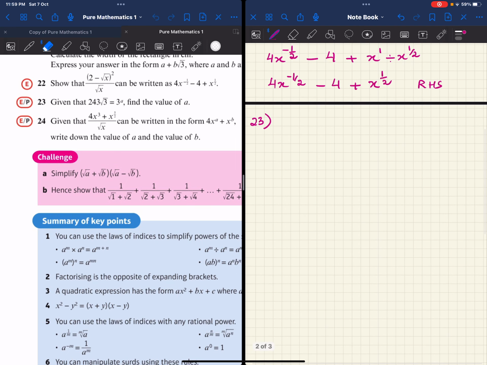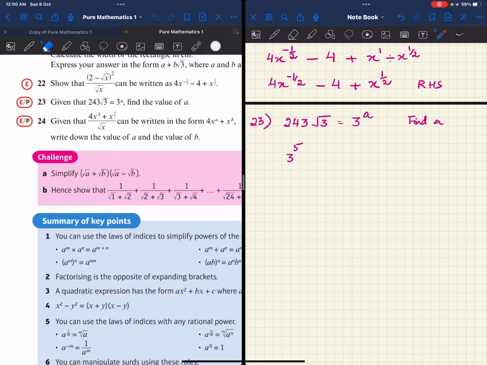Moving on to question 23. Given that 243 root 3 is equal to 3 to the power of a, find a. So we see that our right hand side has a base 3 with some power a, which means that the left hand side can be written with a base of 3. So 243 is 3 to the power of 5. So we will rewrite 243 as 3 to the power of 5.